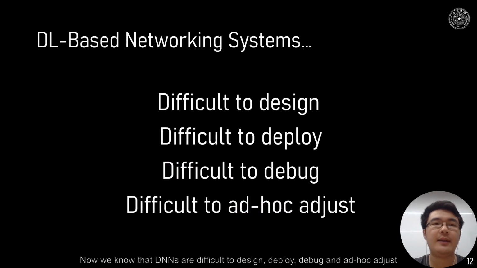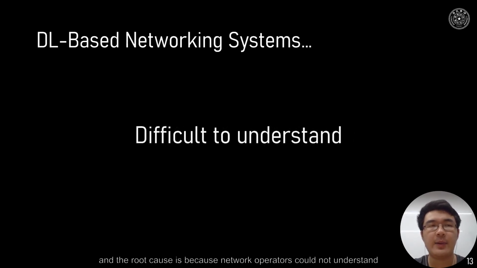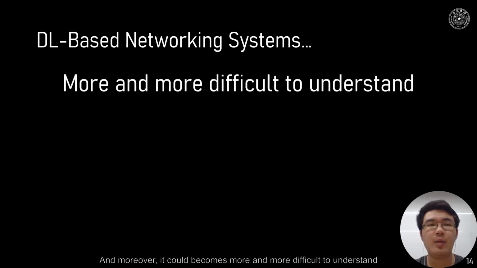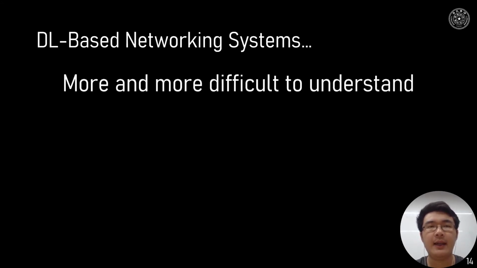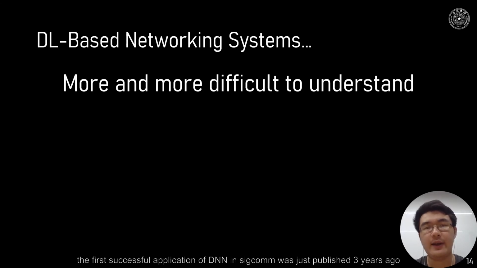So now we know that DNNs are difficult to design, deploy, debug, and ad hoc adjust from the view of network operators. And the root cause is that network operators cannot understand why deep neural networks make such decisions. And moreover, it could become more and more difficult to understand. The application of DNNs in networking systems is still at a preliminary stage. The first successful application of DNN in SIGCOMM was just published 3 years ago.